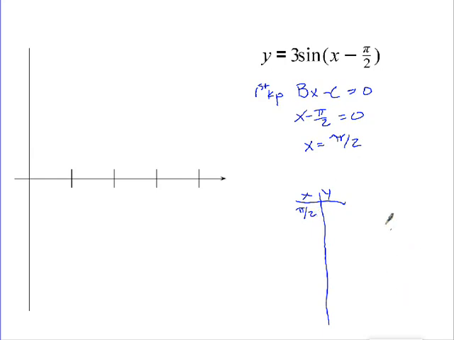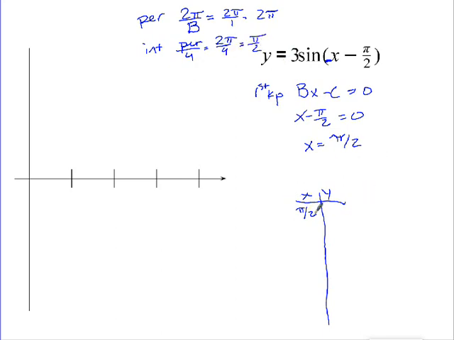Then to get the others, we have to find the interval, and to get the interval, I need the period. Period, remember, is 2 pi over b. In this case, b would be 1 because there's no number in front of the x. So 2 pi over 1, or just 2 pi. That's my period. And my interval is my period divided by 4. I'm going to break it up into 4 pieces, so 2 pi over 4 simplifies to pi over 2.